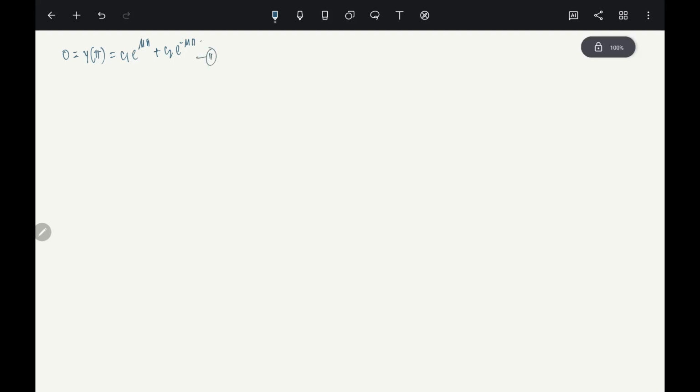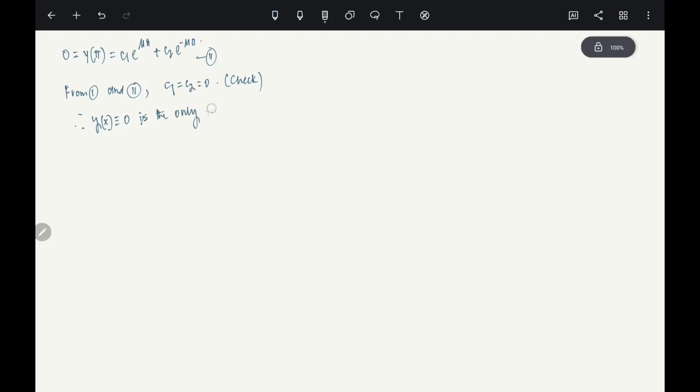Now it is quite clear that from 1 and 2, c1 equals c2 equals 0. There is no other way. Please check this part, because the determinant is non-zero, so the trivial solution is the only solution. So c1 equals c2 equals 0. Therefore y(x) is identically equal to 0. It is the only solution.